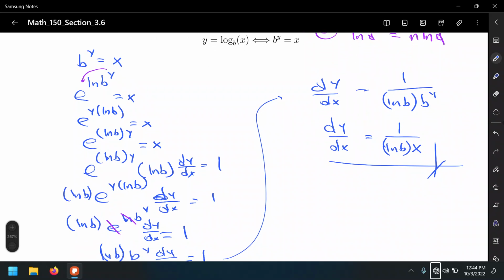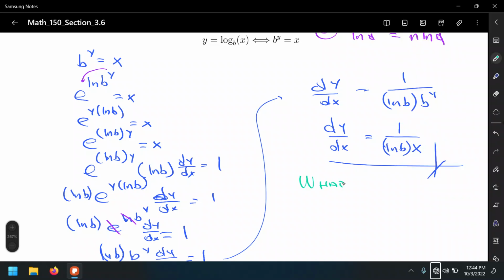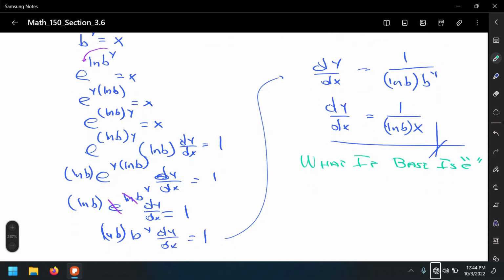What if, the question is, what if the base is e, which is the usual natural exponential? Well, in this case, dy/dx equals 1 over ln of e. What's ln of e? Don't they reduce to 1? So what's 1 times x? Isn't that just 1 over x? So that's how we get the derivative of ln of x. The derivative of ln of x is simply 1 over x.